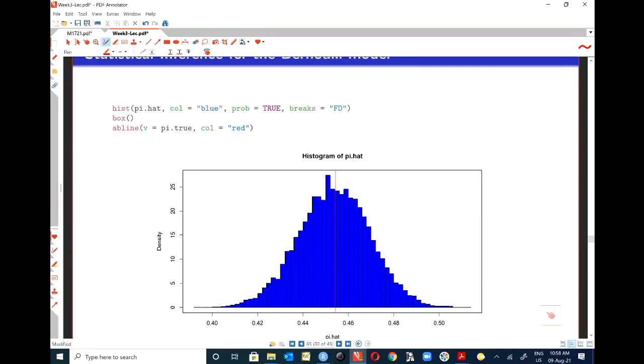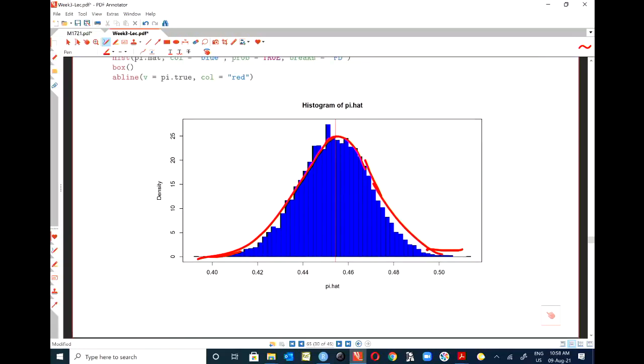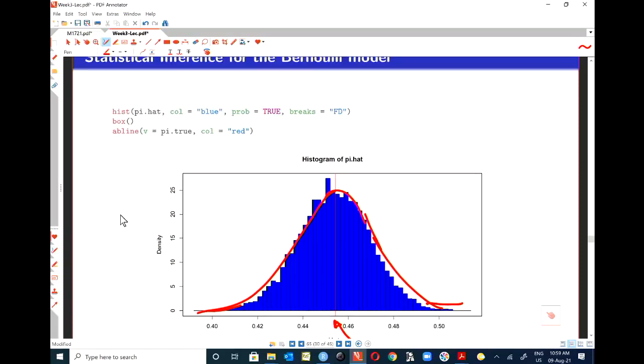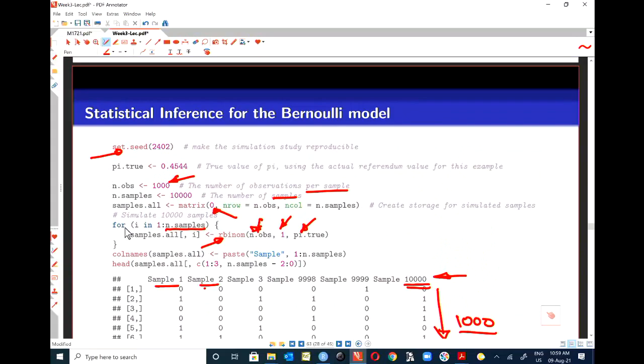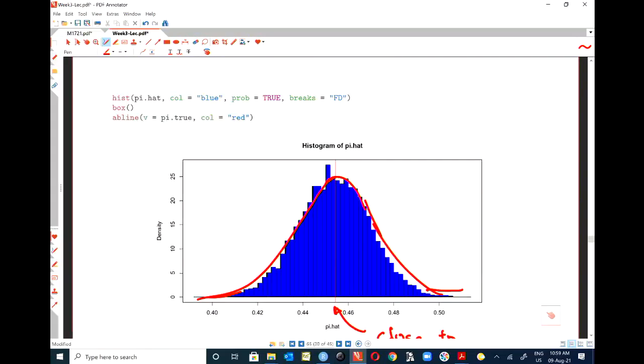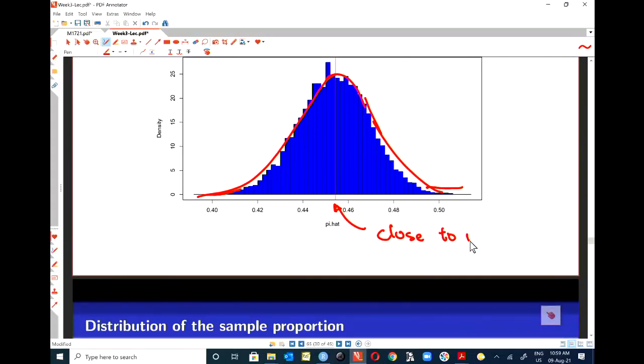You'll find it's not very far from normal. It's pretty close, actually. It's not going to be exactly normal ever because it's data-based, but it's still pretty good for a normal distribution here. What you'll find is the mean here should be close to what I started off with, a mean of 0.45. Where are we? 0.4544. So this mean should be close to 0.4544.